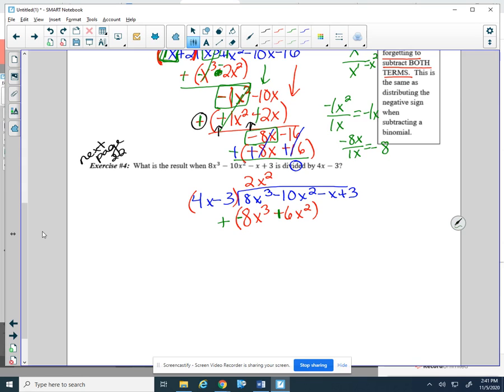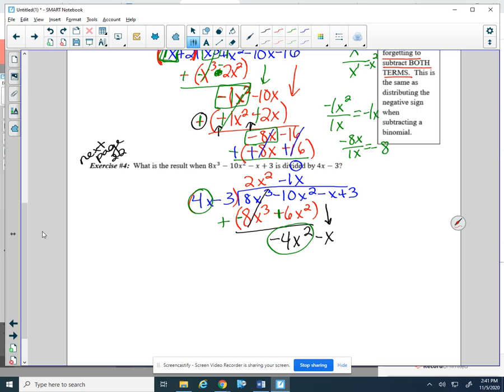So as always, these first two cancel out. Negative 10 plus 6 is negative 4x squared. So now I'm back over to my 4x. 4x goes into negative 4x squared, and I forgot to bring down my negative x. So 4x goes into negative 4x squared, negative 1x times.